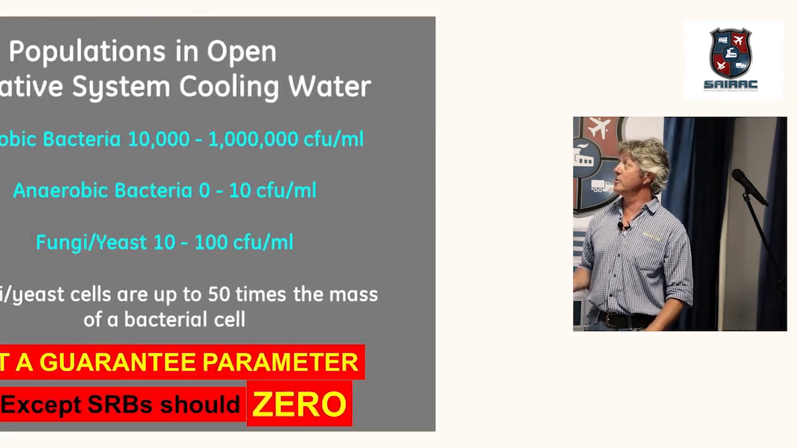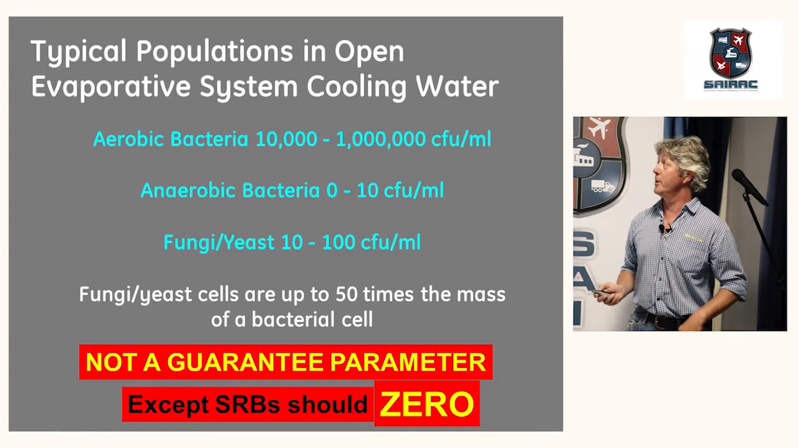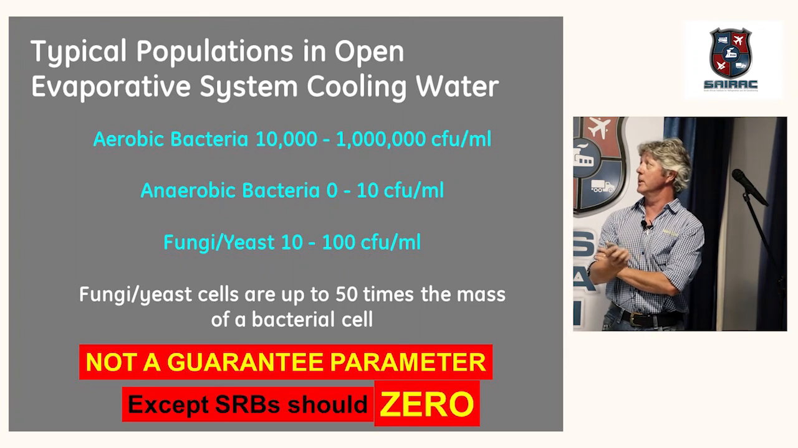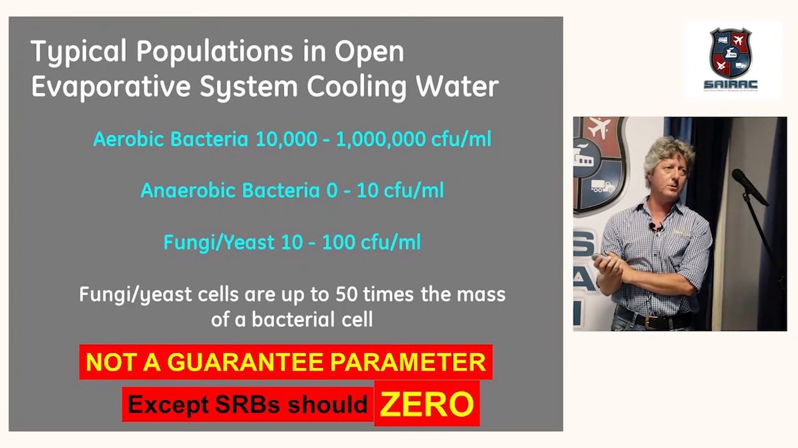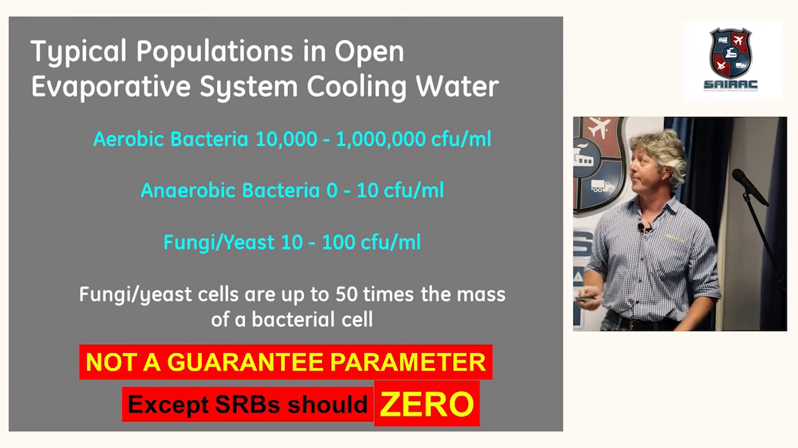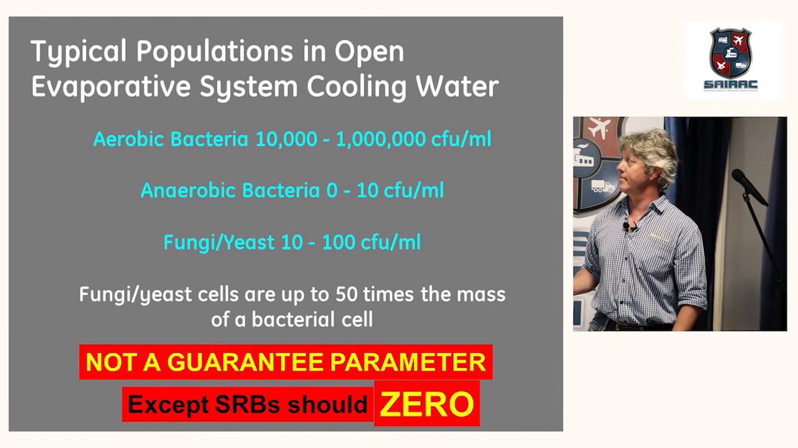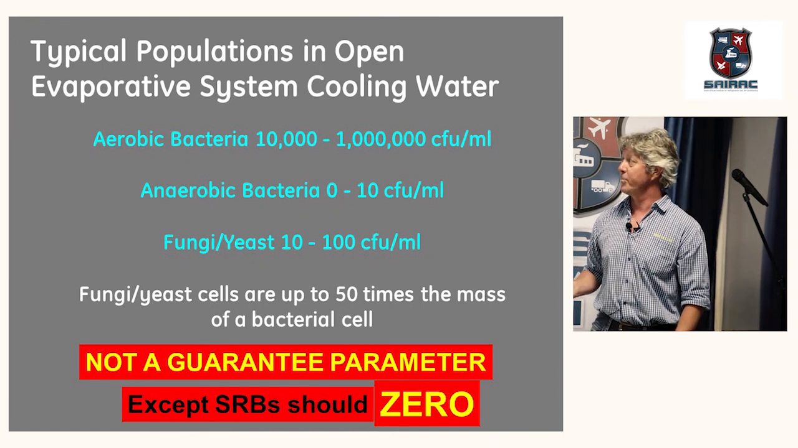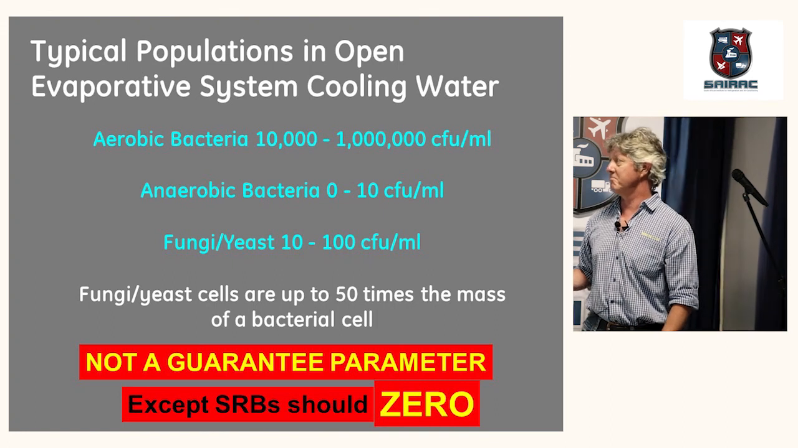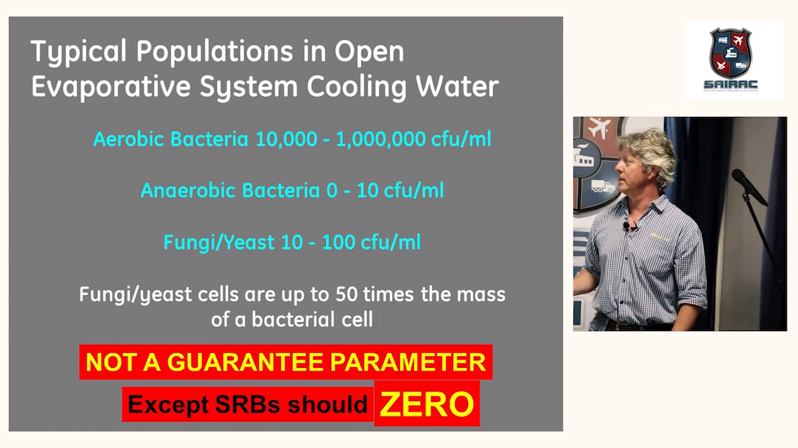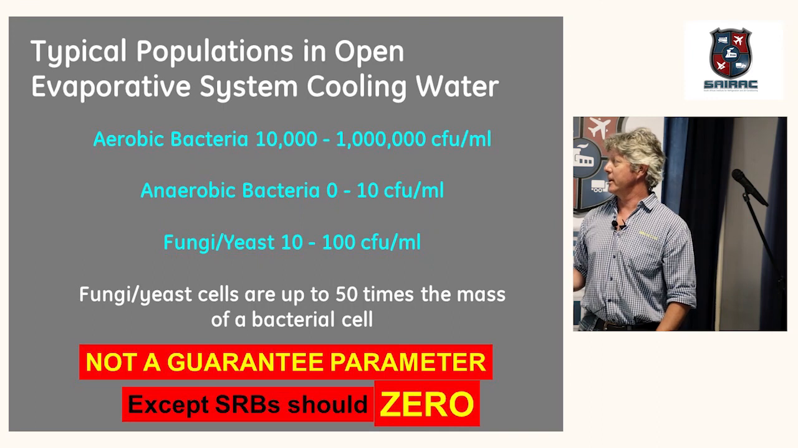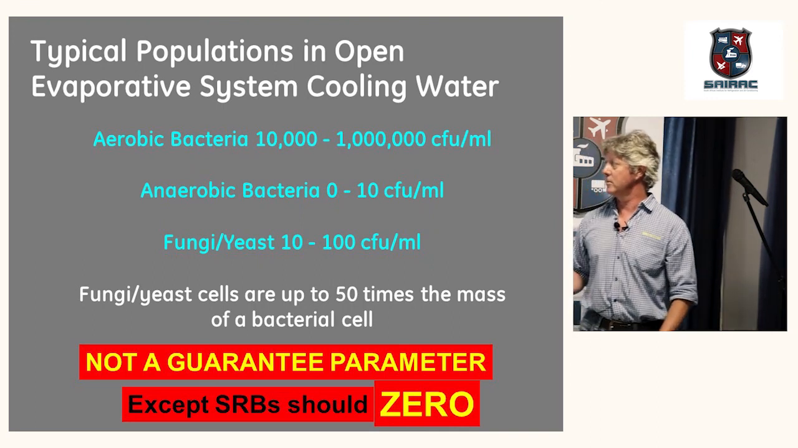Typical populations: aerobic bacteria, 10,000 to a million CFUs per mil, CFU, colony forming units. Anaerobic, 0 to 10 in open evaporative systems, okay? Fungi and yeasts should not be a problem. Okay, this is just as interest.